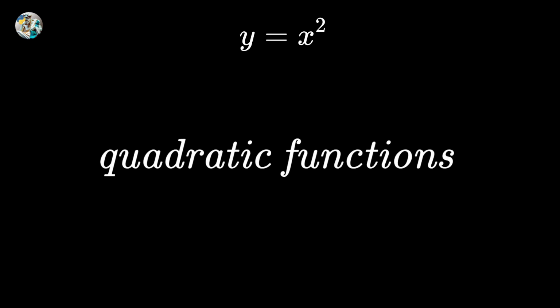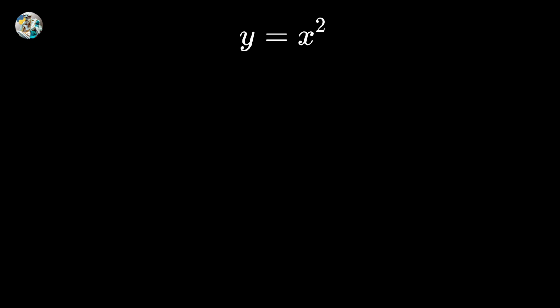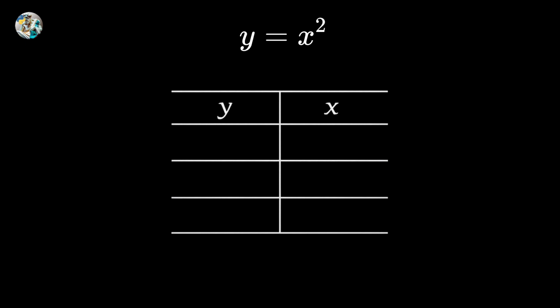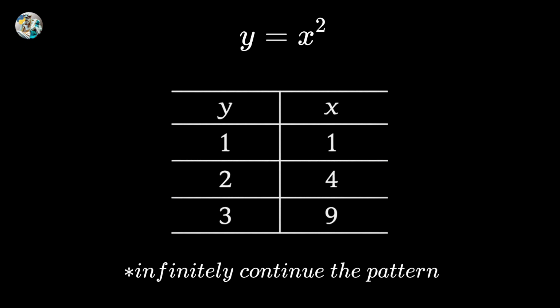Now let's make it a bit harder. How do we graph this function? y equals x squared. These are called quadratic functions. This means that for every possible y value, x is the same, but squared. Let's go back to our table, starting from 1 again. y is 1 and x is 1 squared, which is just 1. For our second point, y is 2 and x is 4, and so on.